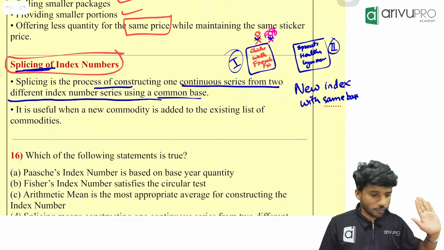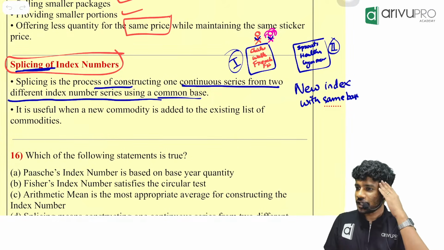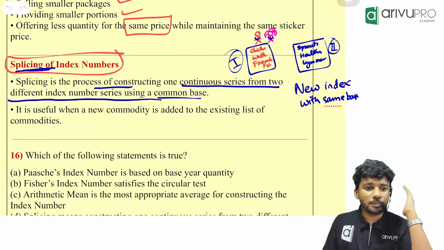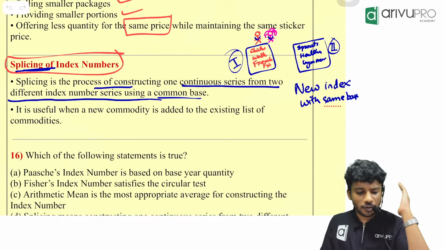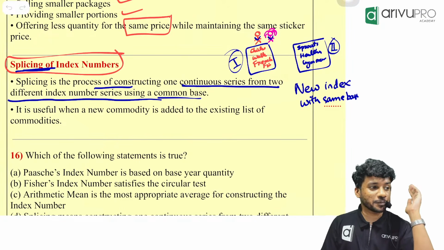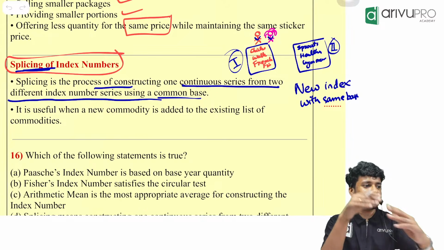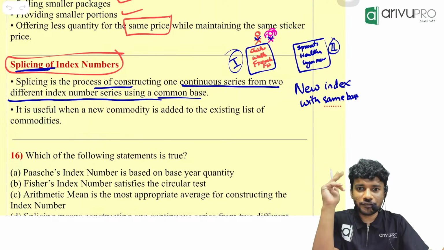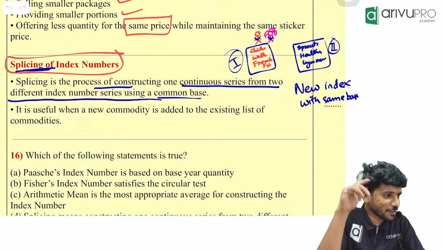Sure, let's go. Yesterday, we wound up the class with a concept called splicing. If you remember, what was the meaning of splicing? Splicing is nothing but creating a new index number from two different index numbers. That is the meaning of splicing.